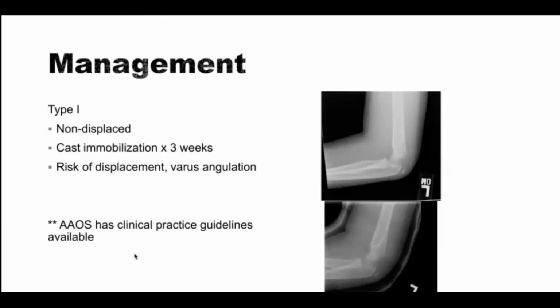So for type 1s, this is something we see a lot of in our clinics. At some places, an APP may even see a lot of these fractures, or in a resident clinic you might be managing them, but they would just be treated with a cast for between 3 and 4 weeks. And Jason also added, when we were reviewing these slides, that the AAOS has some nice clinical practice guidelines for supracondylar fractures, given this is such a common fracture.